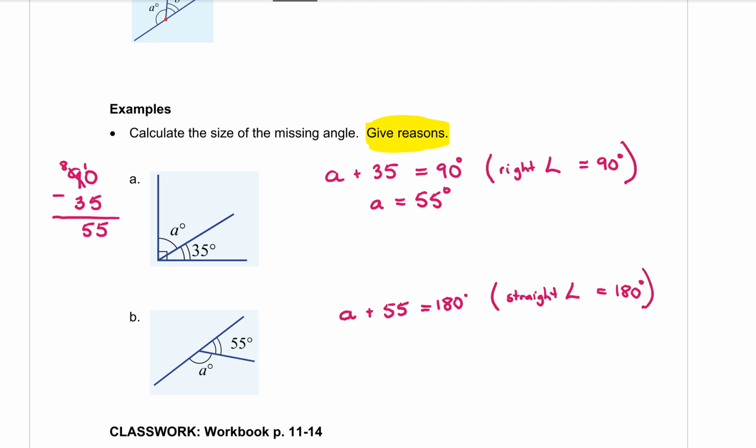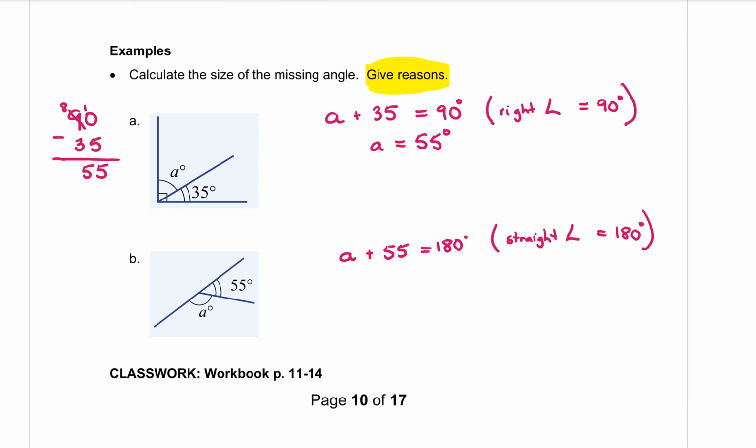Okay, now I need to find out what the A would be equal to. So to do that, all I want to do is subtract that 55 from the 180. So again, some of you could do that in your head. Some of you may want to do the calculation on a piece of paper. So 0 minus 5 I can't do. Borrow from the 8. 10 take away 5 is 5. 7 take away 5 is 2. 1 take away nothing is 1. So that gives me the answer that A equals 125 degrees.